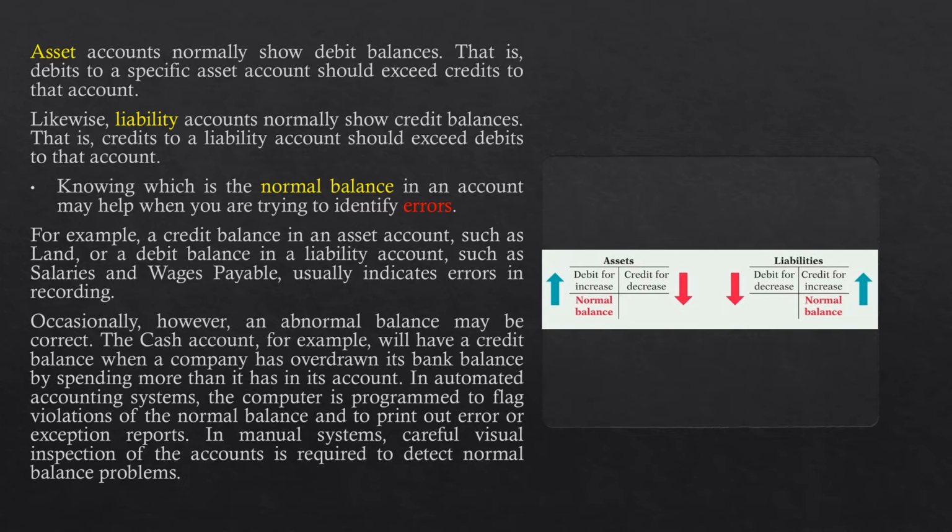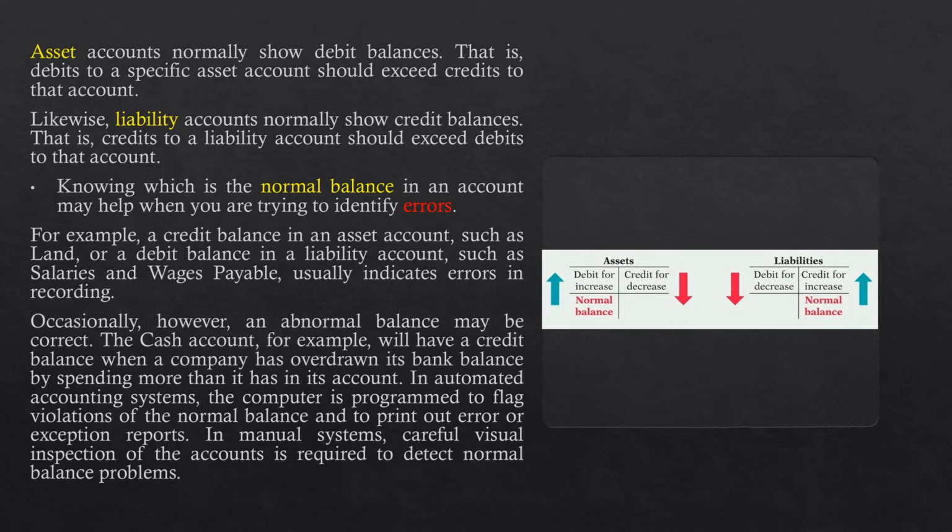That is, debit to a specific asset account should exceed credit to that account. And likewise, a liability account's normal-side balance is credit. This is, credits to a liability account should exceed debits to that account, right? So knowing which is the normal side of an account may help when you're trying to identify errors. This is very important. So you always want to know which is the normal balance side for an asset, which is the debit, and the normal balance side for liability, which is the credit.